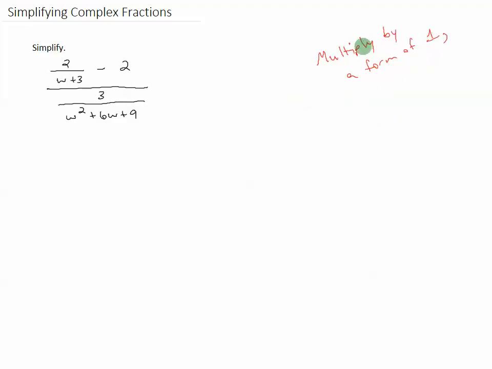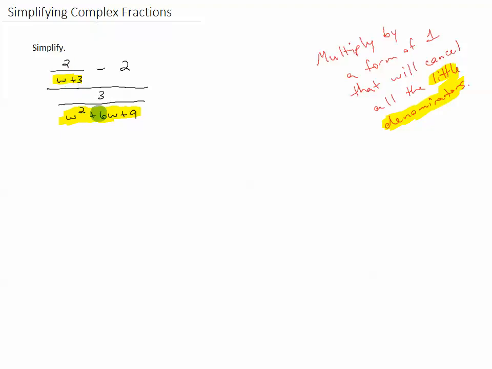Our goal here, we're going to multiply by a form of 1. Sorry, we don't need the comma. That will cancel all the little denominators. Let me show you what I mean by that. So the little denominators are the denominators within the fraction. So w plus 3 and w squared plus 6w plus 9 are the little denominators. We want to cancel those. Alright? So we have to multiply by something that's going to cancel those.